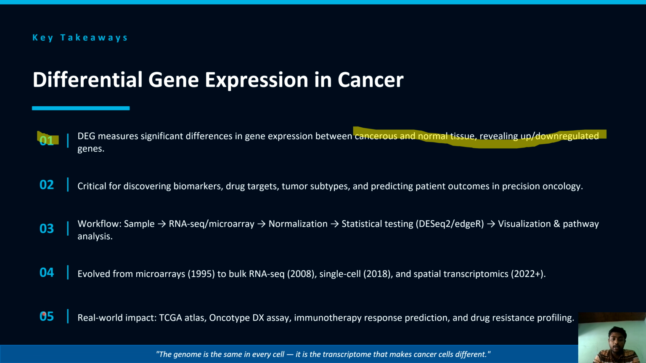And then number five, the real world impact, the TCGA Atlas, Oncotype DX assay, etc. Then how immunotherapy response prediction and drug resistance are happening nowadays for cancer patients, and how we can prevent that, the way of that we have to identify.